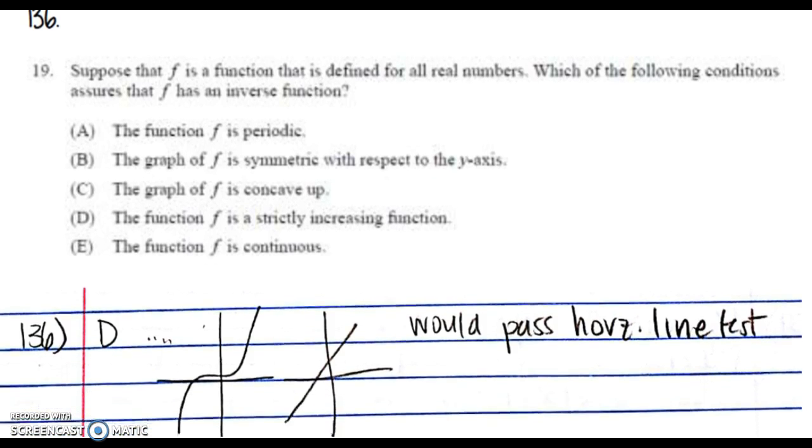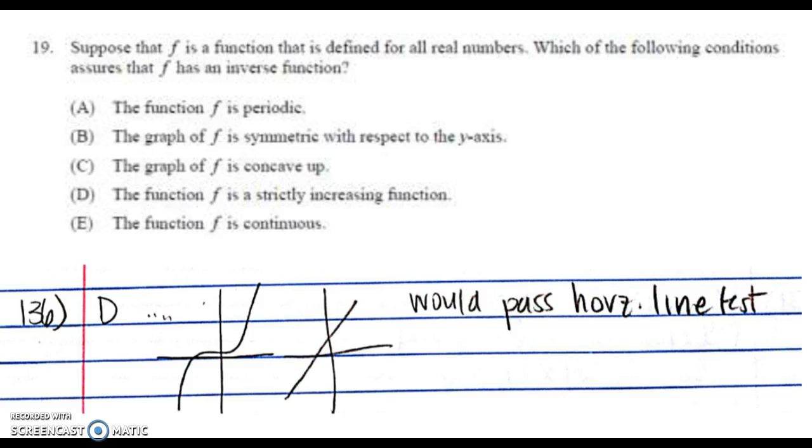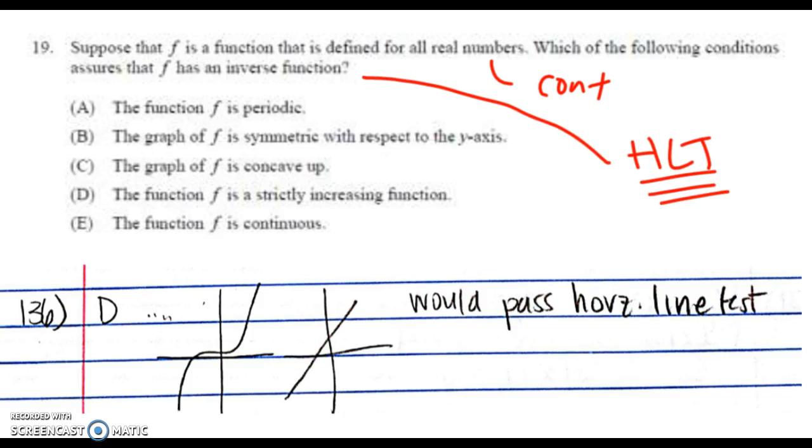136, you have a function, it's continuous, it's defined for all real numbers, that implies continuity. Which of the following conditions has an inverse? So for a function to have an inverse, it has to pass the horizontal line test. That's your big thing. A periodic function just means that it is sine or cosine. If you remember from when we did sine and cosine last year in pre-cal, you have to limit or restrict that domain for that to be one-to-one, or pass a horizontal line test, and have an inverse.